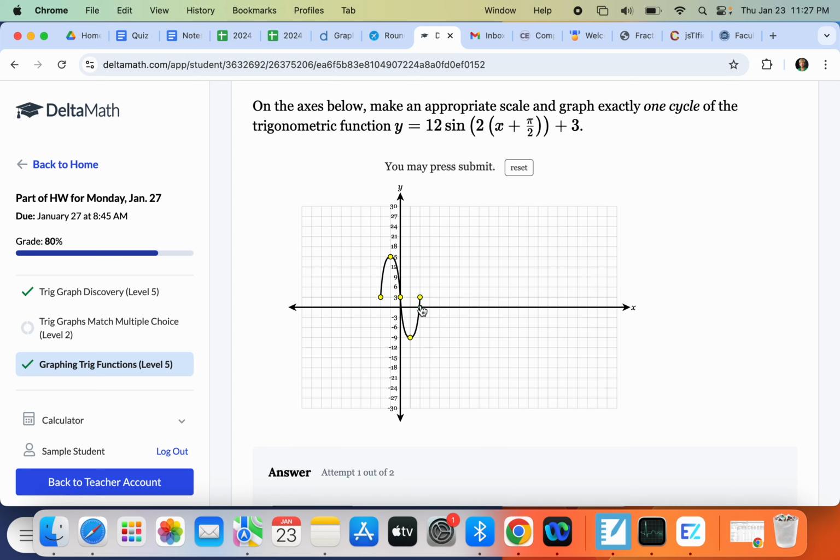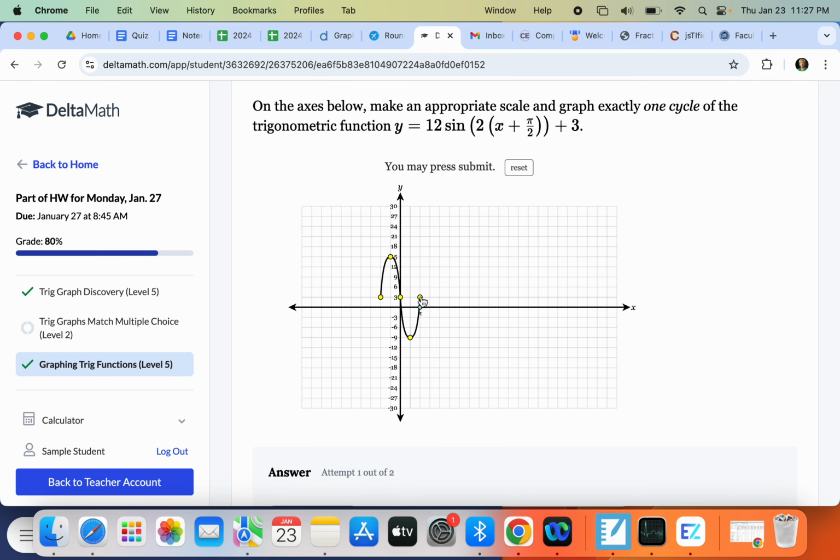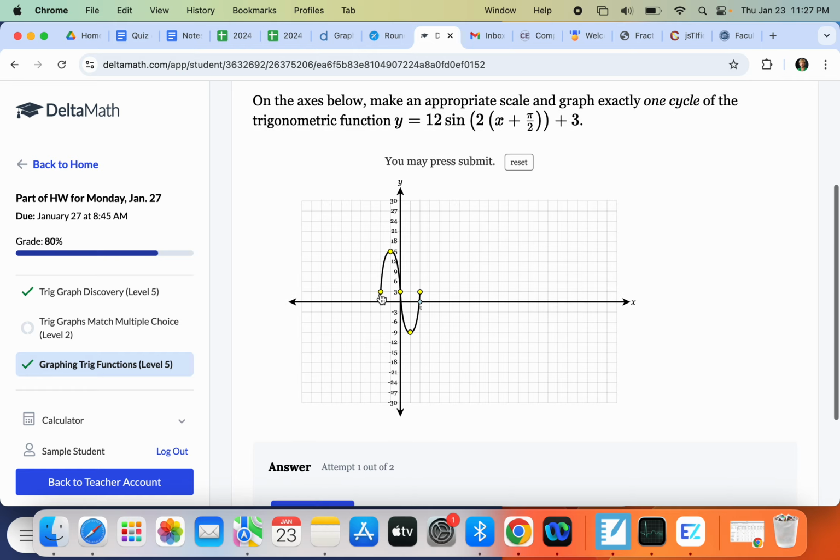I don't know for sure if it's going to, well, we'll just try and see if it takes it. All right, so let's think about it for a minute. It's going up and down. And I was wanting to start at negative pi over 4, so I just called it that.